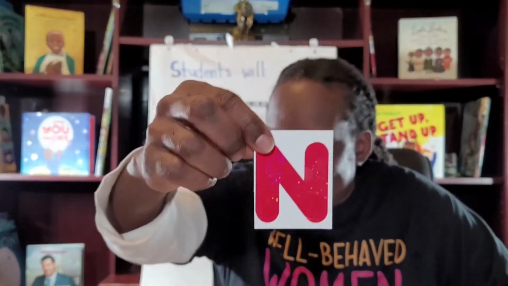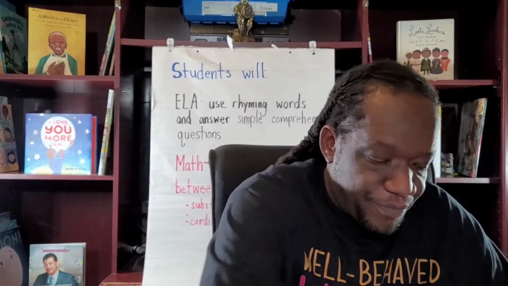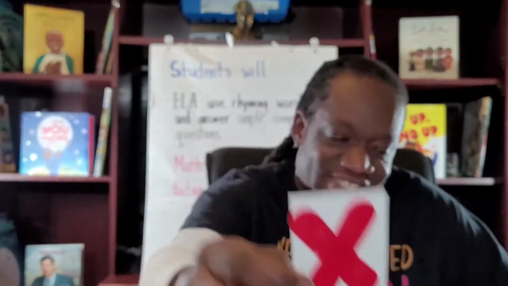All right. What letter makes the L sound? L. What letter makes that sound? Yes, the letter L. That is correct. And what letter makes the N sound? What letter makes that sound? The letter N. You are right. And what letter makes that sound? X. That's right, the letter X.